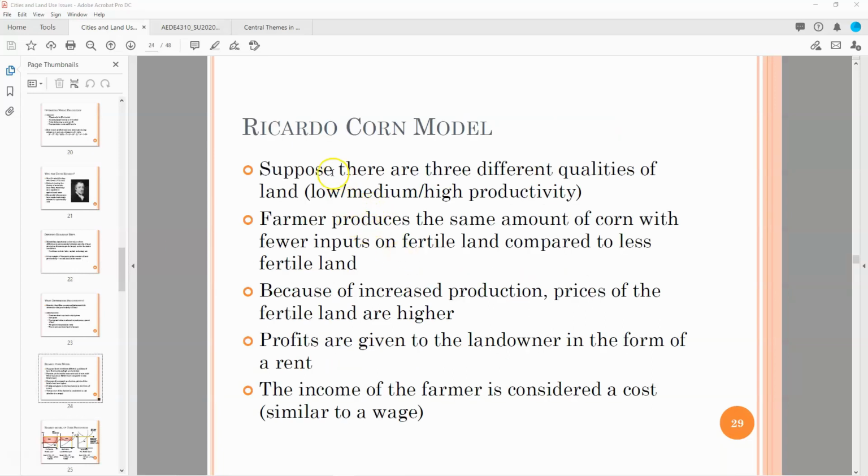So here is an application of his model. Suppose there are 3 different qualities of land corresponding to low productivity, medium productivity, and high productivity. Farmers can produce the same amount of corn with fewer inputs on fertile land compared to less fertile land, and because of increased production, prices of the fertile land are higher. Profits are given to the landowner in the form of a rent, and the income of the farmer is considered a cost, which is similar to a wage.